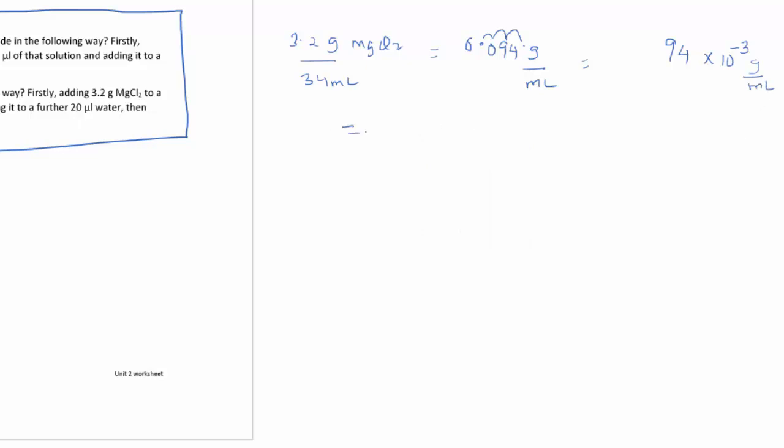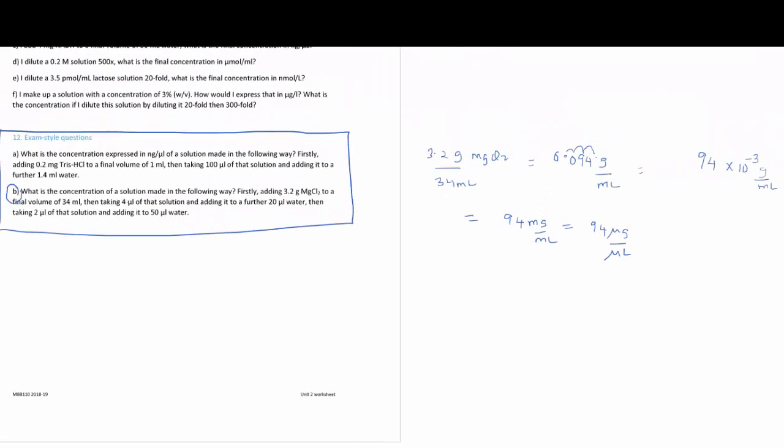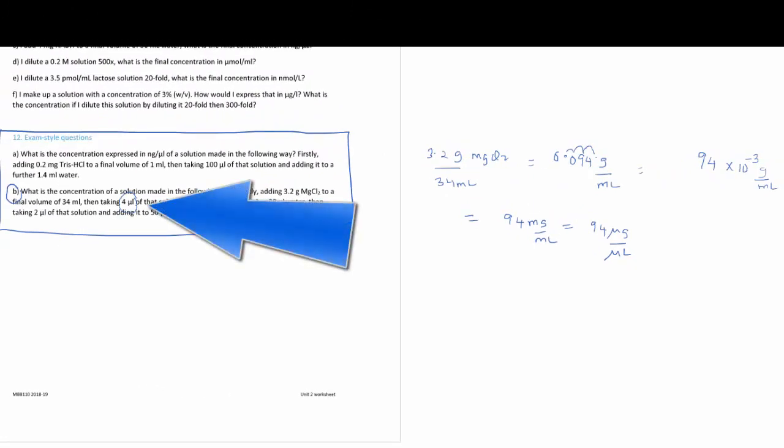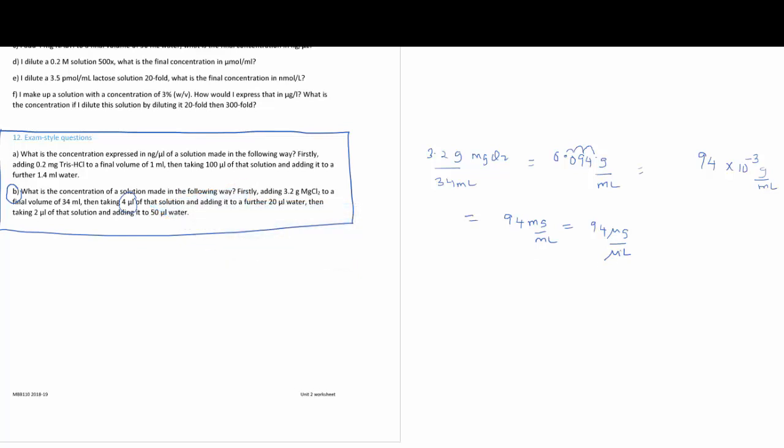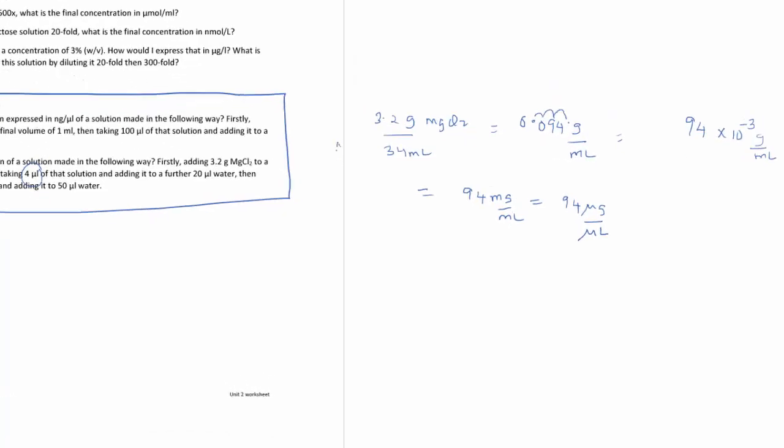Which is the same as 94 milligrams per milliliter. That's fine. In the morning in the class, I did say that as long as the prefixes are the same in the numerator and the denominator, you can write the units in any prefixes you want. So I can write this as 94 micrograms per microliter as well. The reason I'm writing microliters in the denominator is that in the next step we're going to be taking 4 microliters. We've got the volume in microliters, so having the denominator in microliters makes the multiplication and conversions much easier. So that was the first step.